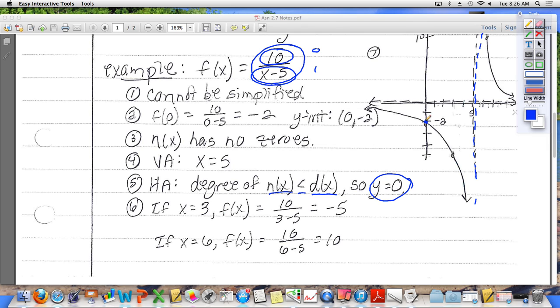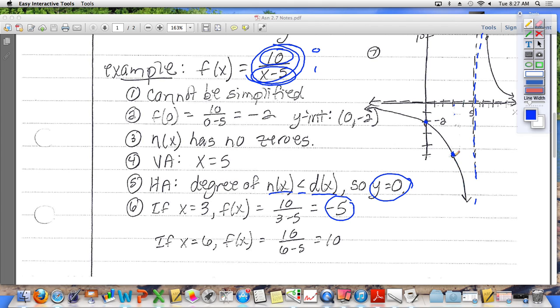It doesn't matter what you pick, just pick something in between them, okay? So I decided to try an x value of 3. All I did was go back to the original function and plug in a 3, so you have 10 divided by 3 minus 5. Well, 3 minus 5 is -2, so you have 10 divided by -2, which is -5. So I knew that when x was 3, I had a point right down here at -5.